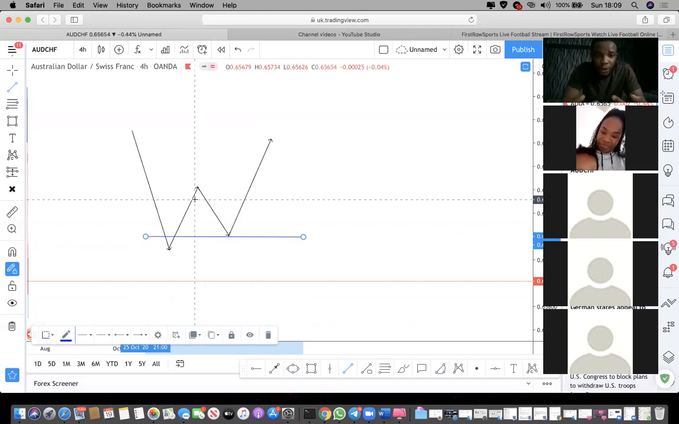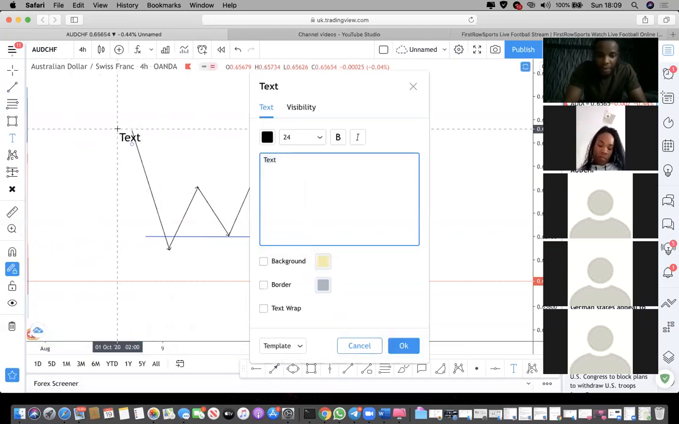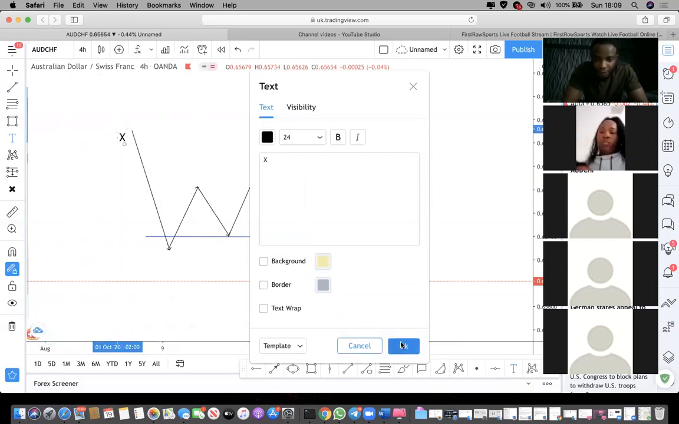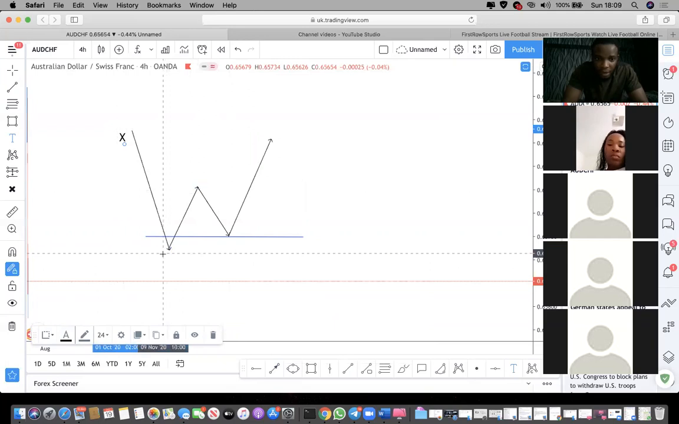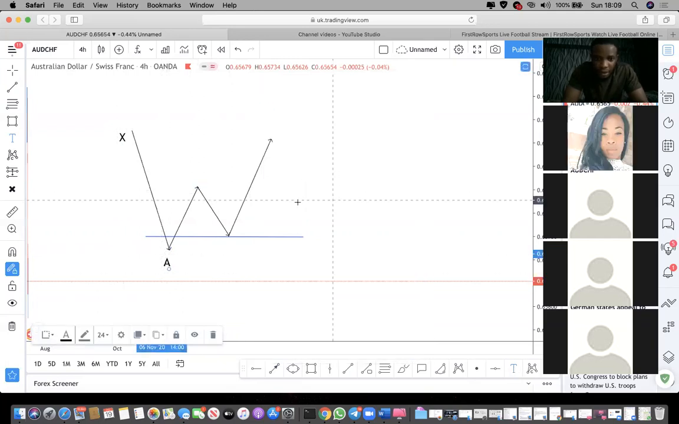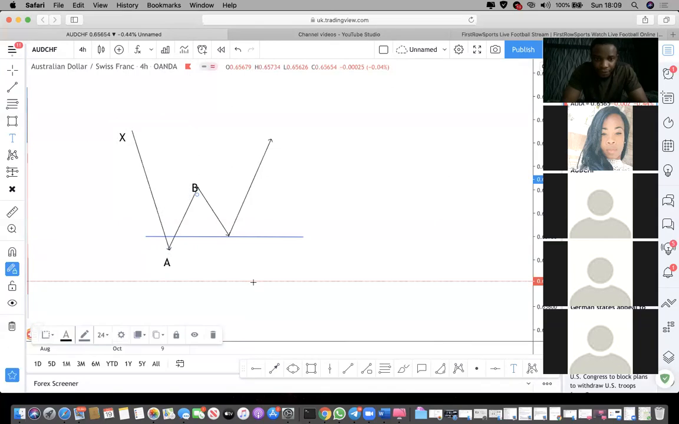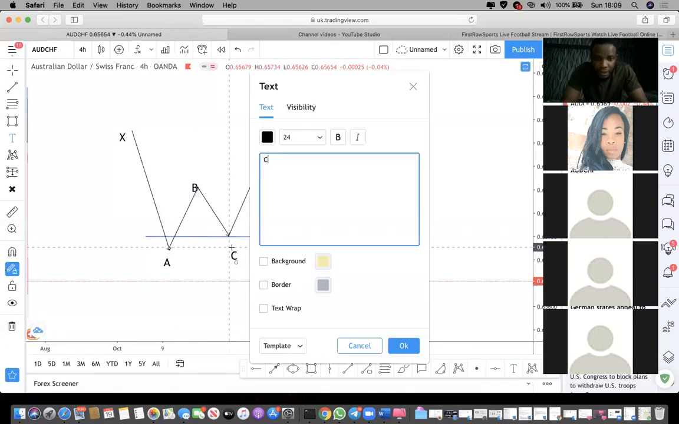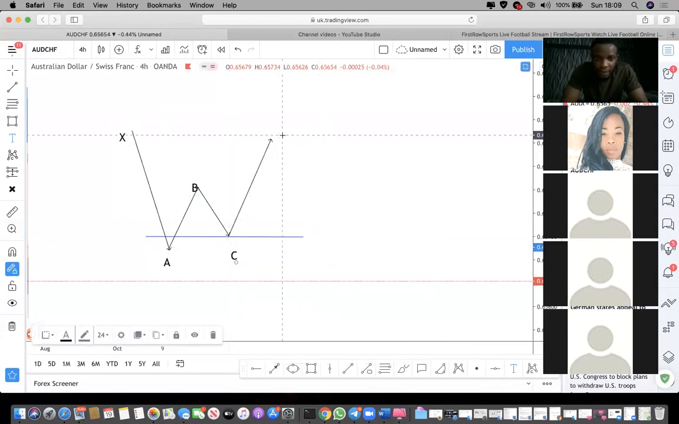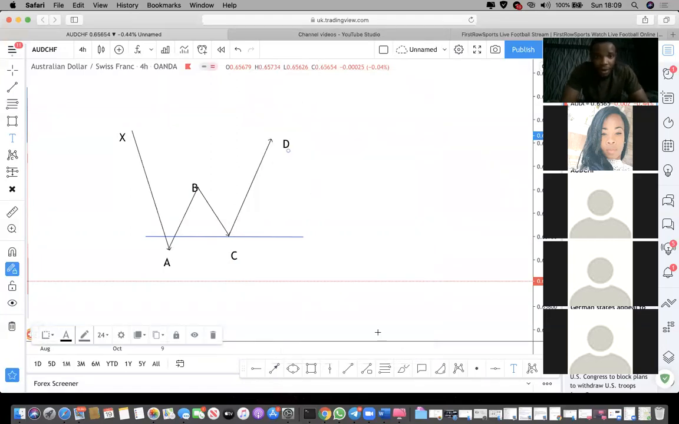However, the only trick to it is we want this B part. Okay, let's label them. Here being your X, here being your A, here being your B, here being your C, there being your D. So now let's put some flesh on.